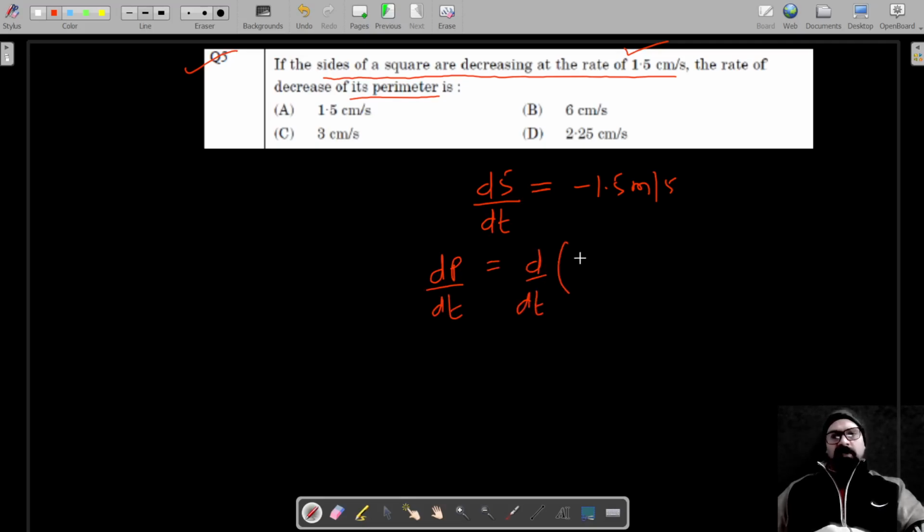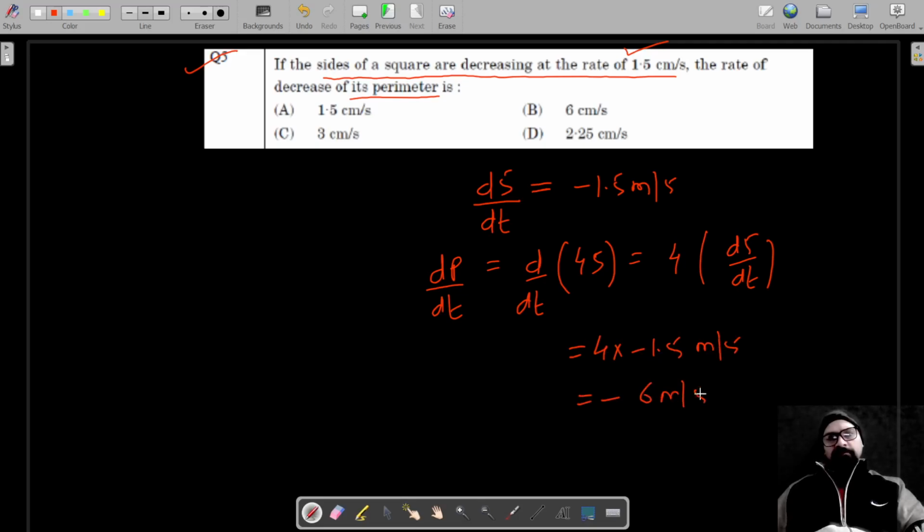We know that the perimeter of the square is given by 4 into side, 4 is constant, so it's 4 times dS by dt, and we know that dS by dt is negative 1.5, it gives me negative 6 meter per second. Negative is for the decrease, and our option is option B. Moving on to question number 6.